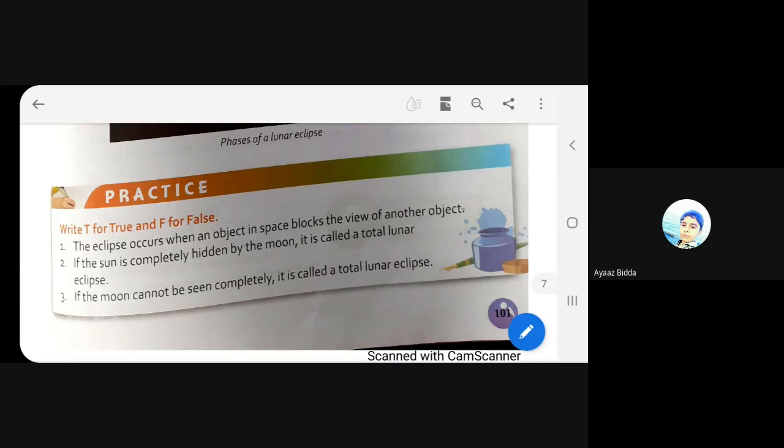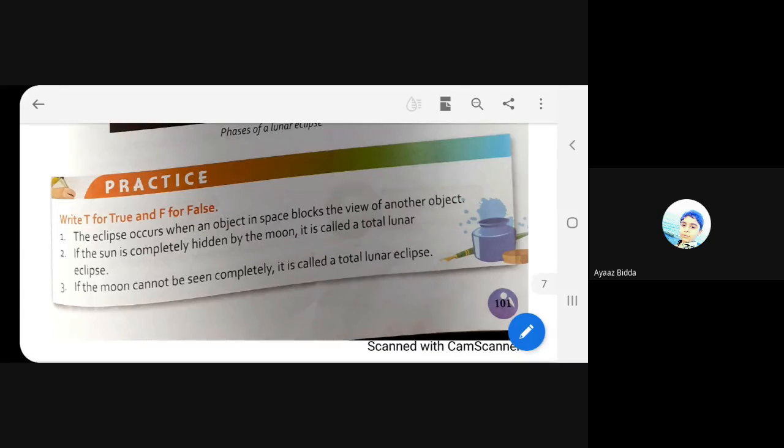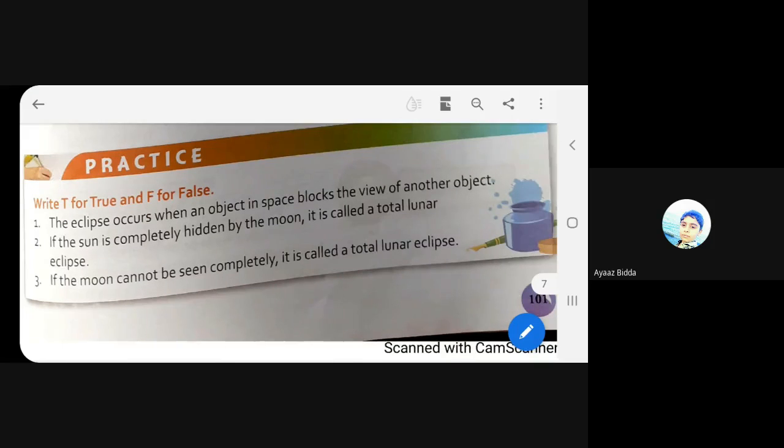Yes, because if the moon comes in between the sun and the earth, then it is a solar eclipse. It is not a lunar eclipse. Yes, ma'am, it is called a solar eclipse. The third one: if the moon cannot be seen completely, it is called a total lunar eclipse. True. It is not false, it is true. If we cannot see the complete moon, it is called a total lunar eclipse. It is correct.